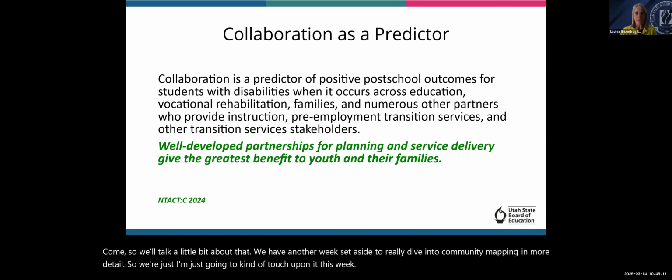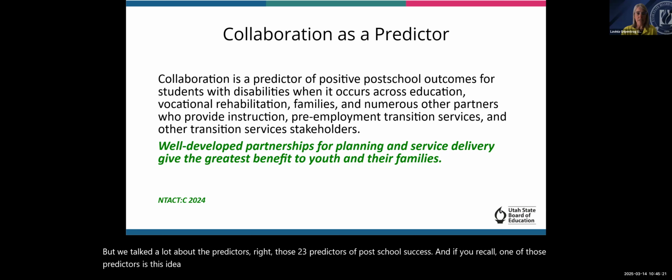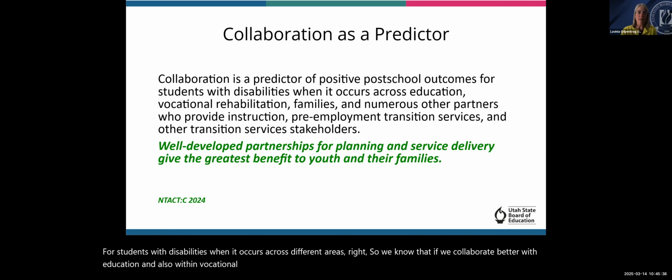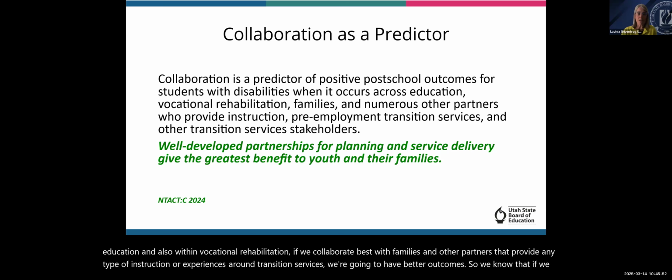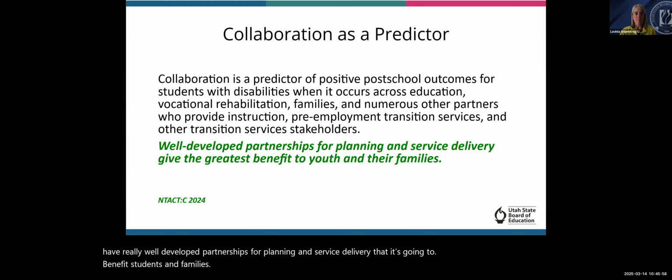But we talked a lot about the predictors, right? Those 23 predictors of post-school success. And if you recall, one of those predictors is this idea of collaboration, both interagency and also intra-agency collaboration. So we know it's a predictor of post-school success for students with disabilities when it occurs across different areas, right? We know that if we collaborate better with education and also within vocational rehabilitation, if we collaborate best with families and other partners that provide any type of instruction or experiences around transition services, we're going to have better outcomes. So we know that if we have really well-developed partnerships for planning and service delivery, it's going to benefit students and families a lot, right?